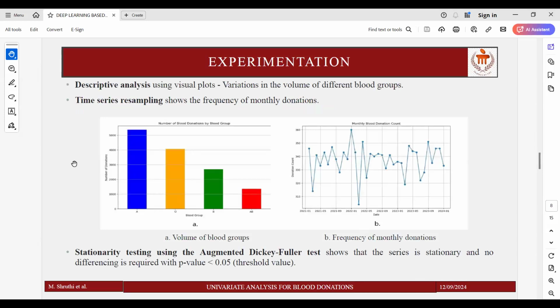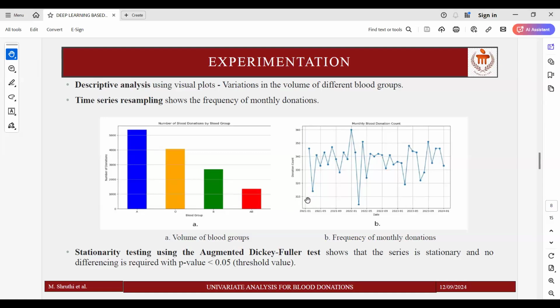Based on the experimentation that has been performed, a descriptive analysis was conducted to visually plot the data using histograms, where we see that blood group A has a larger number of donations compared to O, B, and AB. In a real-time scenario, it might differ, but this is one scenario of the synthetic data that I have considered.